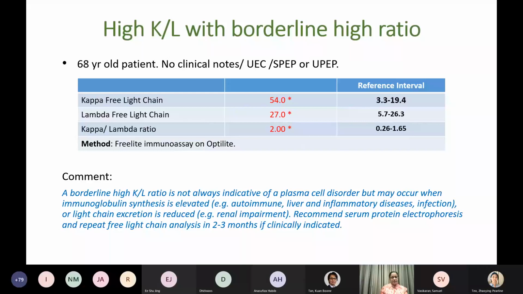We said that borderline high kappa lambda ratio is not always indicative of a plasma cell disorder, but may occur when immunoglobulin synthesis is elevated or light chain excretion is reduced. And we suggested serum protein electrophoresis and repeat free light chain analysis in a few months if clinically indicated.